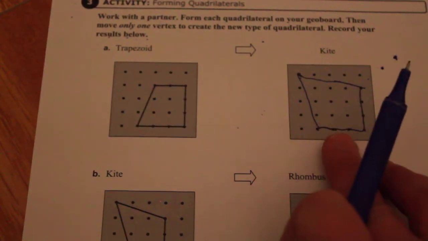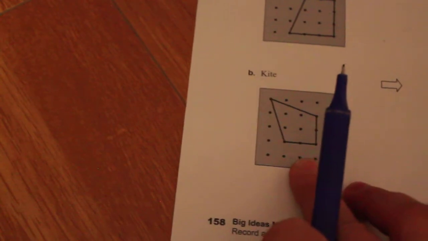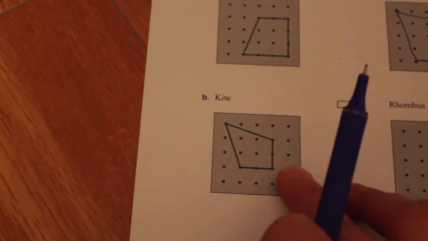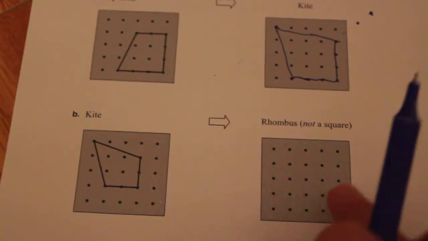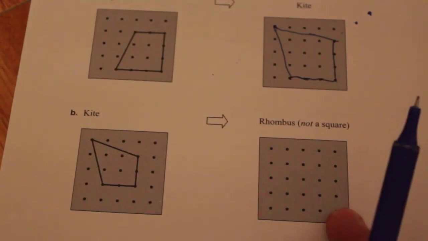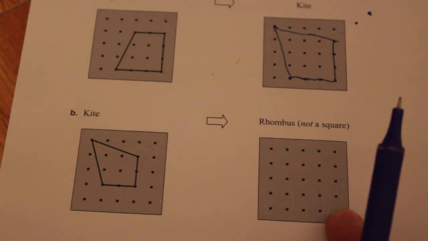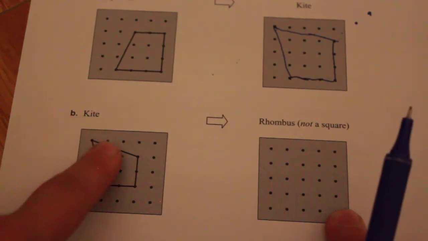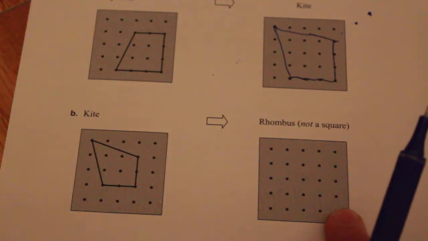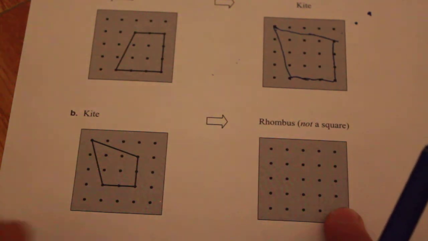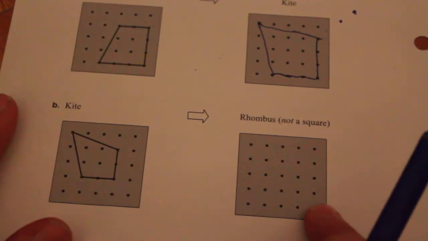Now we're going to take that kite. We have an example of it down here. It's a little bit smaller. We're going to take this kite, we're going to move one vertex, and we're going to create a rhombus. We do not want to create a square. If we moved this one in, we'd create a square. That is not our goal. We want to create a rhombus. Rhombus was example D in activity 1, if you need a refresher.